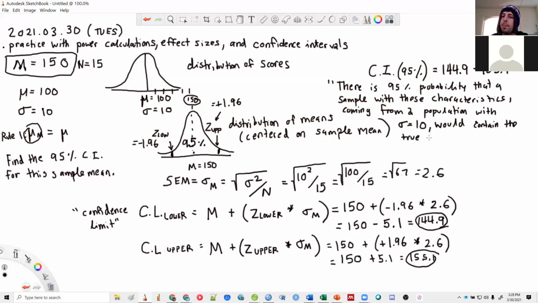So this concept of a true population mean is pretty important because in all the problems that we've worked with so far prior to the confidence interval problems, I told you, or the textbook told you, what the characteristics of the population distribution of scores actually was. Like you were told, in this case, that the population mean was 100 and it had a standard deviation of 10. In reality, you almost never know real facts about the population.